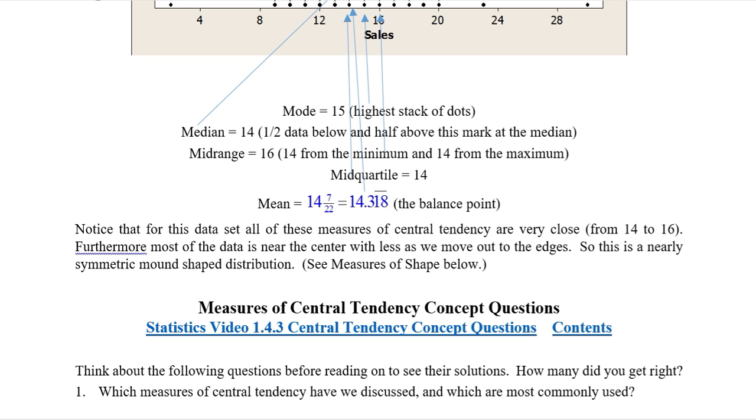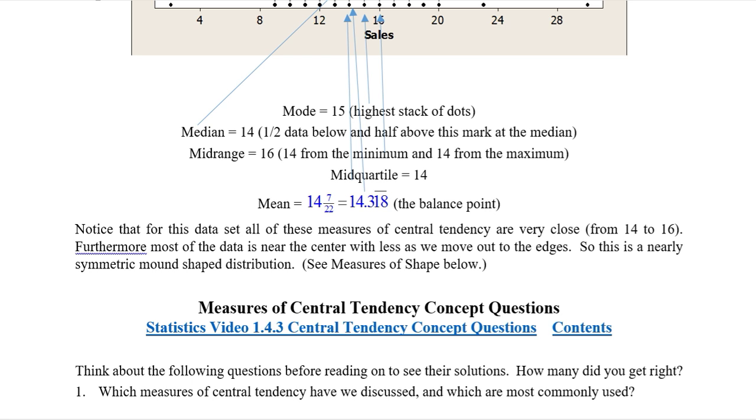So I'm going to ask you these questions, and as often in my videos, I'm going to ask you to pause the video, answer the question, and then press play to continue to see my answers. So the first question is, which measures of central tendency have we discussed, and which ones of these are the most commonly used? Press pause. And now that you have your answer, you're back.